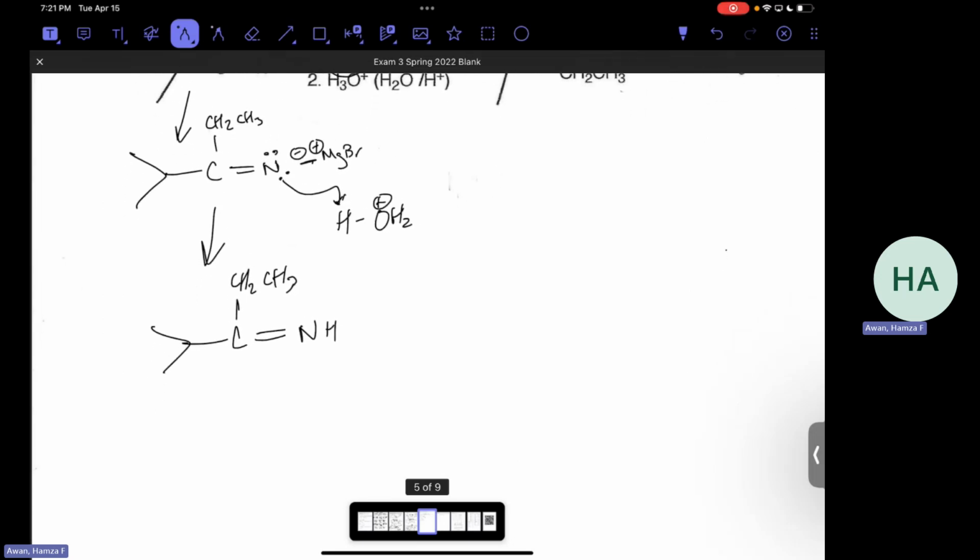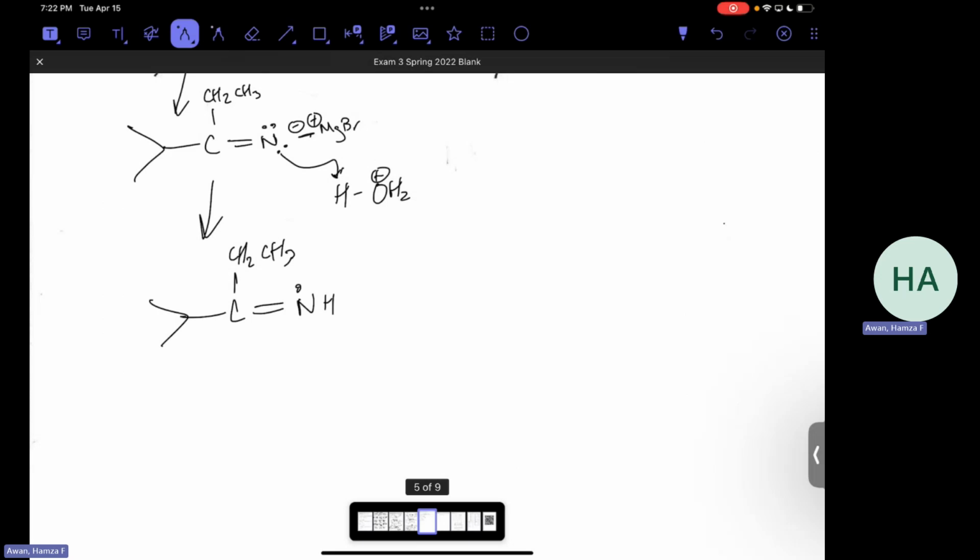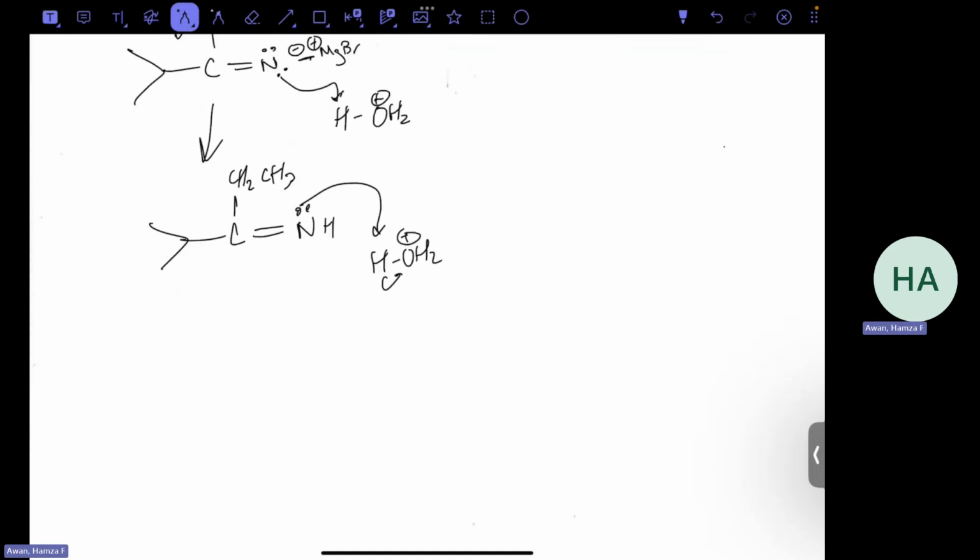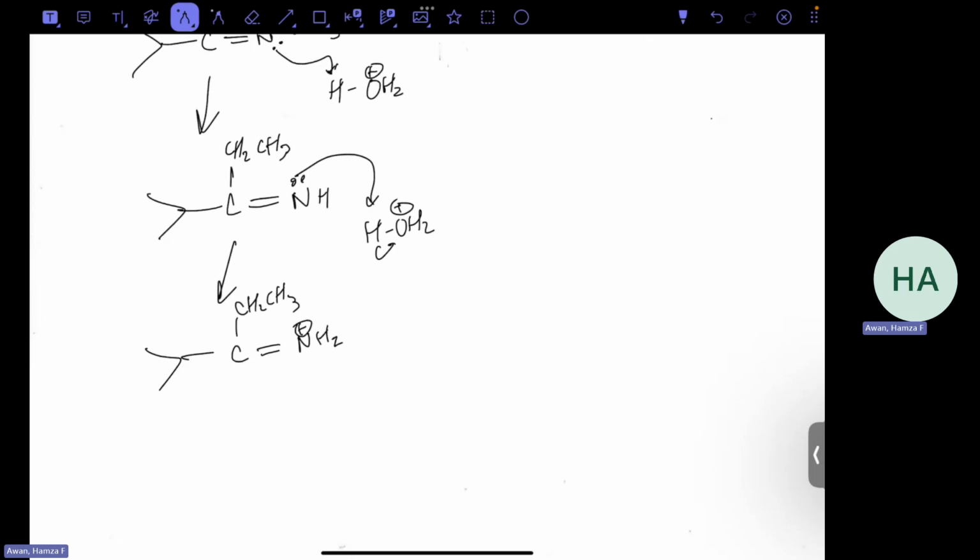And then it's going to do it again. This NH has a lone pair, and H-OH2+ has a plus charge. It's going to come and attack another hydrogen. So now what we're going to have is this C single bond CH2, CH3, and then our double bond to an NH2, and this is going to have a plus charge.